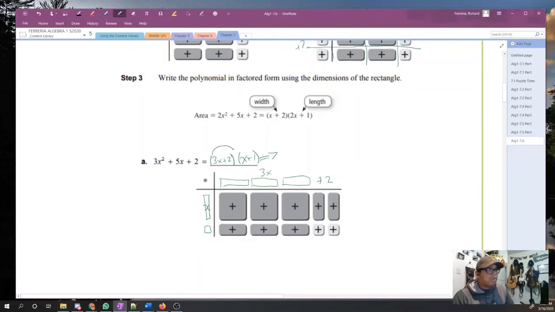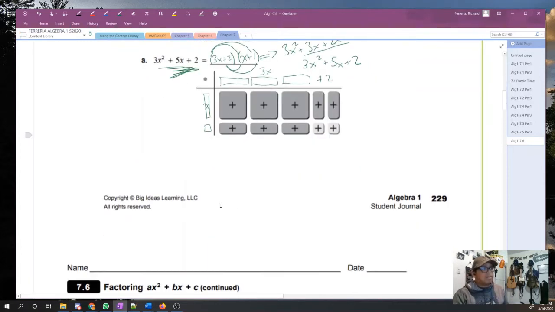So if we FOILed, we have 3x times x, that's a 3x squared. 3x times 1, that's a 3x. 2 times x, that is 2x. And then 2 times 1, that is a plus 2. And when I combine these terms in the middle, I'm left with 3x squared plus 5x plus 2, which is basically what I was supposed to have anyways. So it all kind of worked out. That's factored correctly.